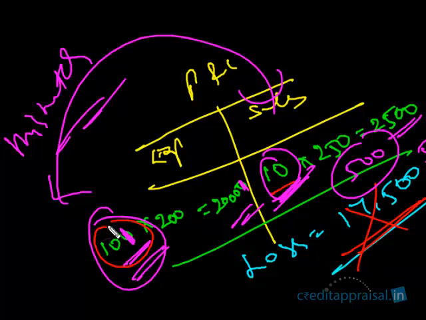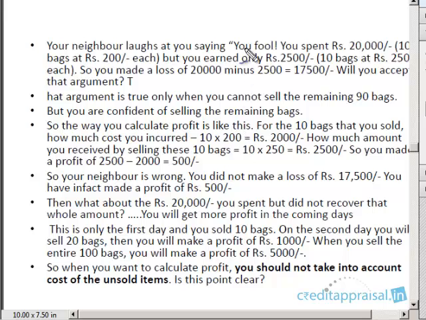By taking sales for only 10 bags and expenses for 100 bags, you're making a mismatch, right? So if your neighbor who is not very good with accounting, he will laugh at you. He'll say, you spent 20,000, 100 bags at 200 rupees, and you earned only 2,500, 10 bags at 250. So you made a loss of 17,500. You fool. But his argument is not true.